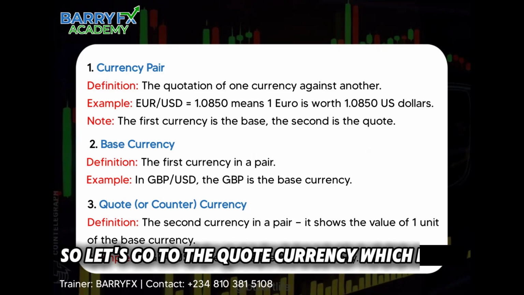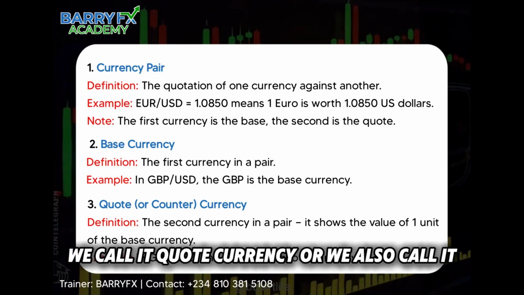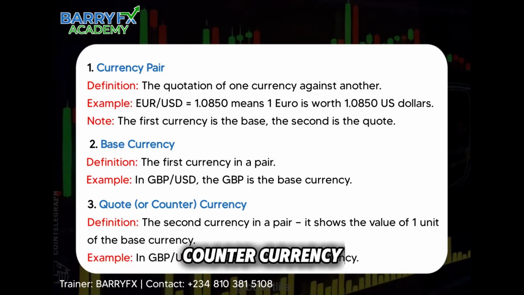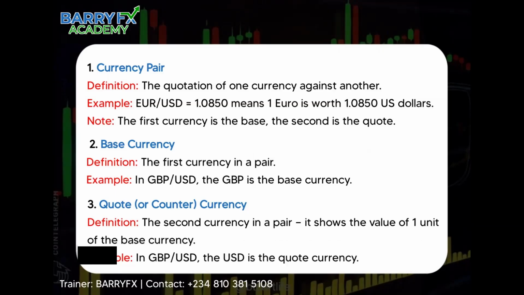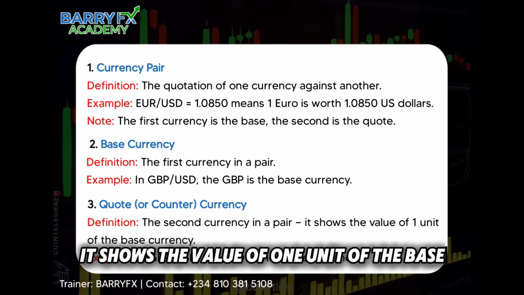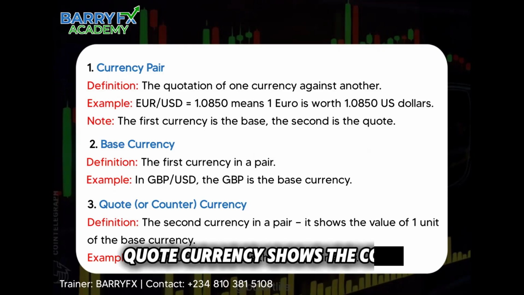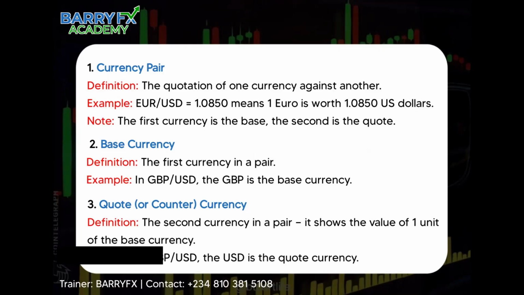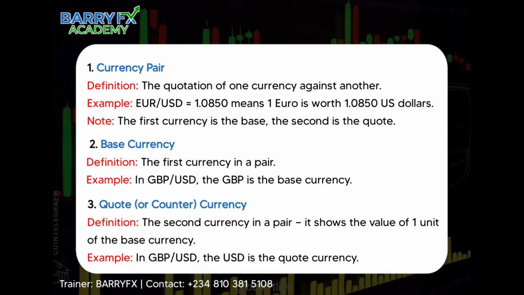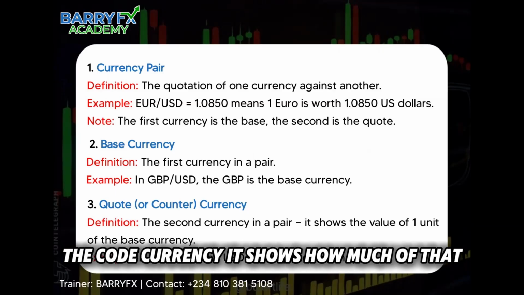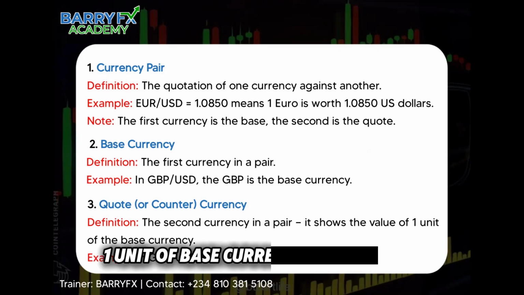So let's go to the quote currency, which is the third one we have here. We call it quote currency, or we also call it counter currency. The quote currency is the second currency in a pair. It shows the value of 1 unit of the base currency. It shows how much of that currency is needed to buy 1 unit of base currency.